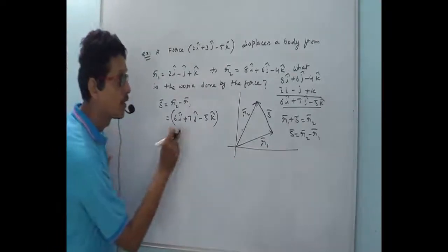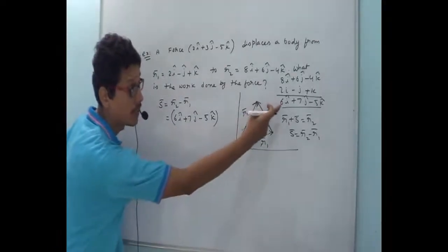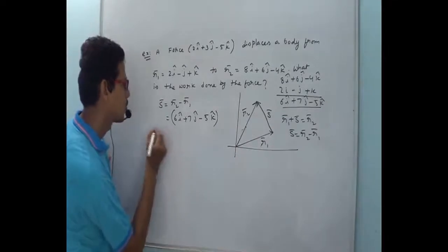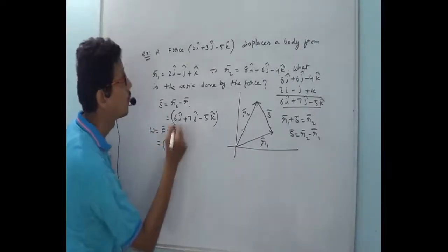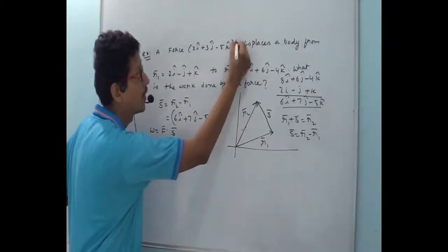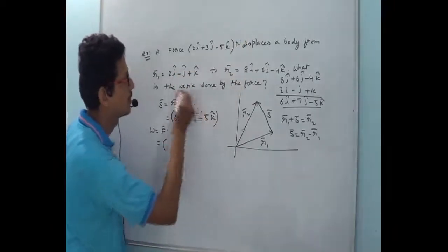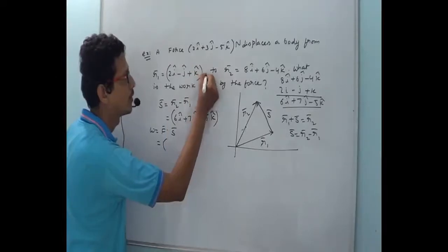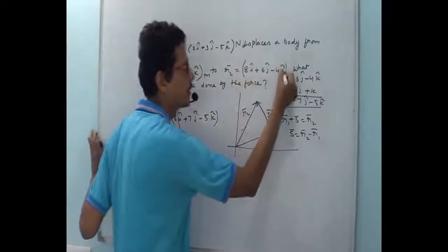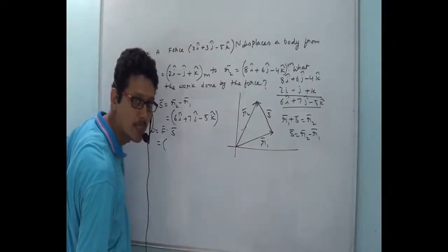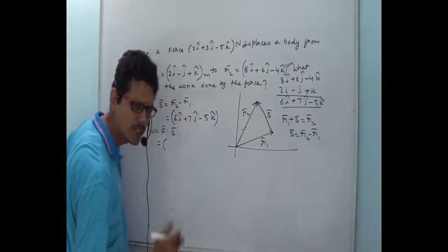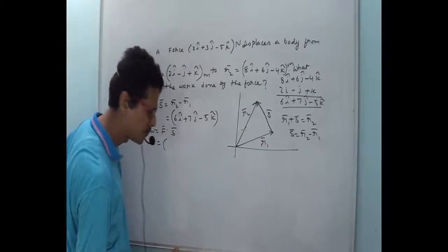Okay. I have subtracted. So what is the work done? F bar dot S bar. What is F bar? This I will take in newtons. This is in meters. This is also in meters. So my answer will be in joules. Work done will be measured in joules. Later you will be learning that Newton meter is called joule.